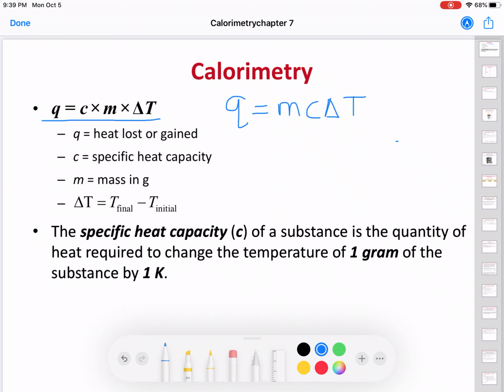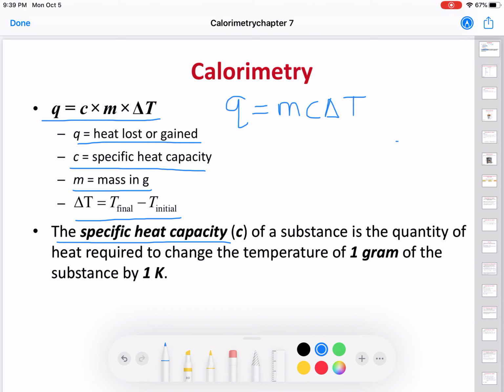So here Q is the heat lost or gained, C is the specific heat capacity, m is the mass in grams, and delta T is the temperature difference between final and initial temperature. Okay, now something that you are going to learn new is the specific heat capacity. So what is specific heat capacity?